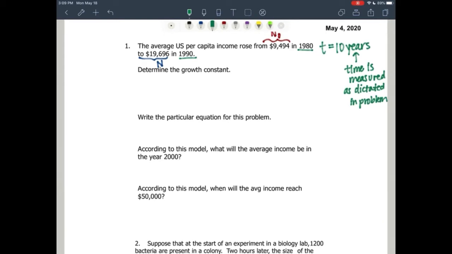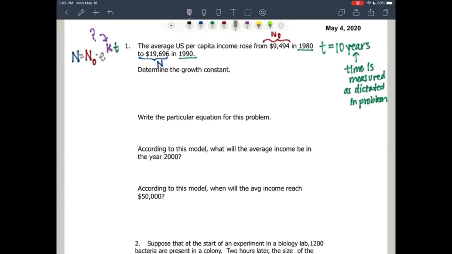This is not a compound interest problem. Even though it's dealing with money, it's not a compound interest problem. So we've got an initial amount, we've got an end amount, we've got a time. What do we not have? Let's write this down. N equals N naught, or N sub 0, times e raised to the kt power. We've got N naught, that value is given to us. We've got time, that value is given to us. And we've got the end quantity, that value is given to us. What do we need to find? We need to find K.